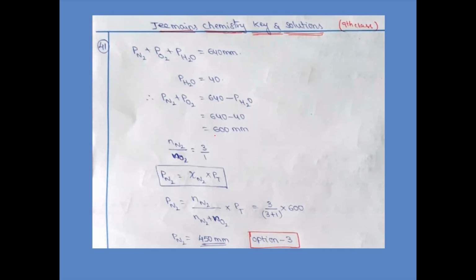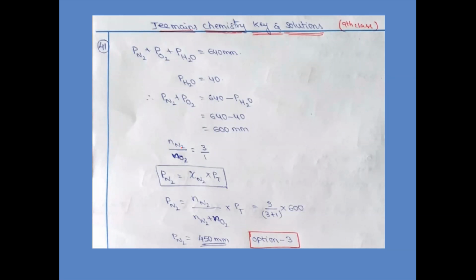PN2 plus PO2 together is 600 mm. This 600 mm is the total pressure of the gaseous mixture of only nitrogen and oxygen, remember. 600 mm is the total pressure of the mixture of nitrogen gas and oxygen gas. These two gases together have a total pressure of 600 mm, remember.